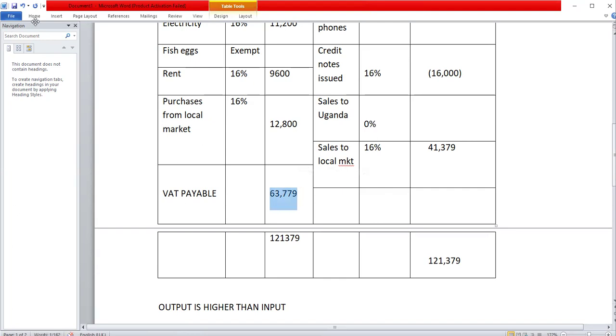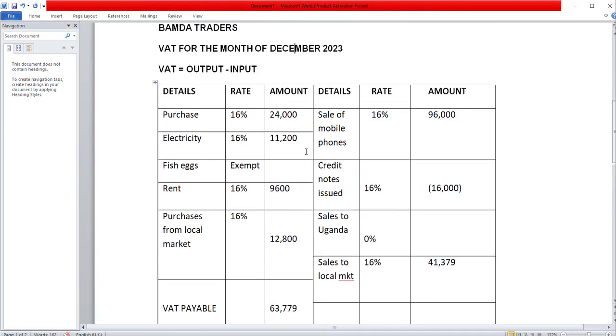I hope you enjoyed the class. I'll see you in the next class, whereby we are going to introduce what we call deductible input tax, whereby we have to get common input. Remember, we need to get the total sales and the taxable sales. Total sales can include the exempt sales, the zero rated sales, and the normal sales of 16%. So we are going to see that in our next video on VAT.